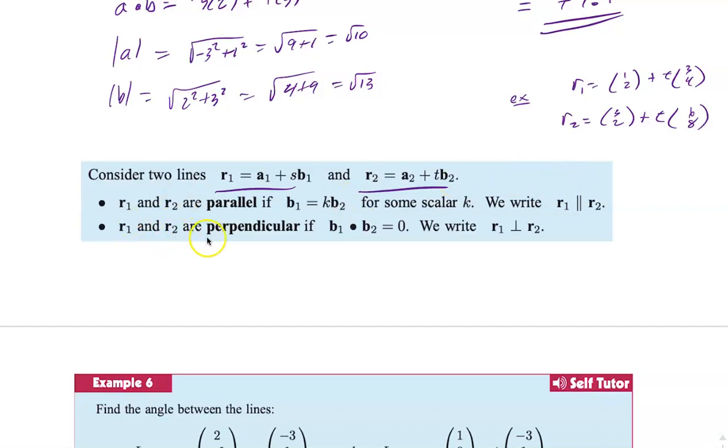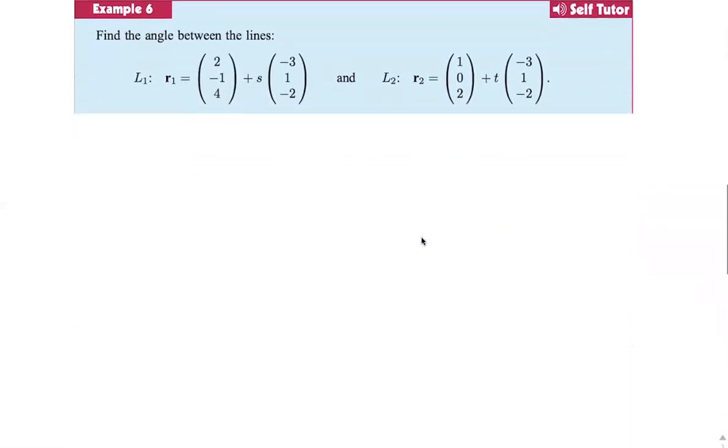How do I tell two things are perpendicular? Remember, perpendicular is when the dot product equals 0. Well, again, I only care about the direction vectors. If I take the dot product of the two directions and I get that to equal 0, then the two lines are perpendicular. So let's do another example here.